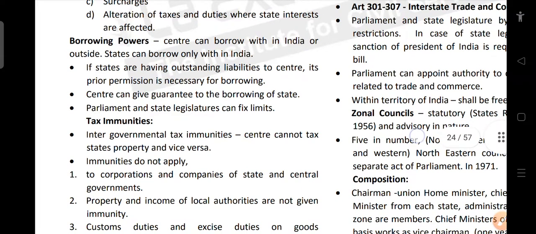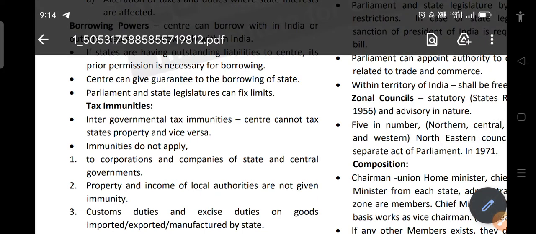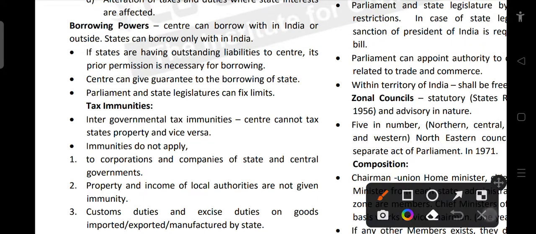Now regarding the borrowing power, center can borrow within or even outside India. State can borrow only within India. If state are having outstanding liability to the center, its prior permission is necessary for borrowing. Now center can give guarantee to the borrowing of state. Parliament and state legislation can fix limit.